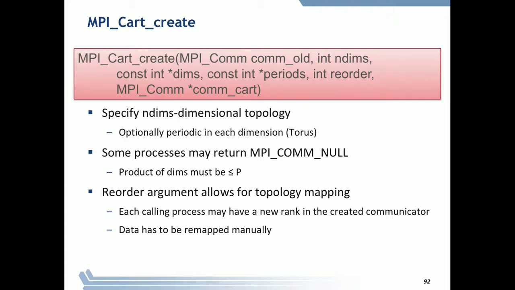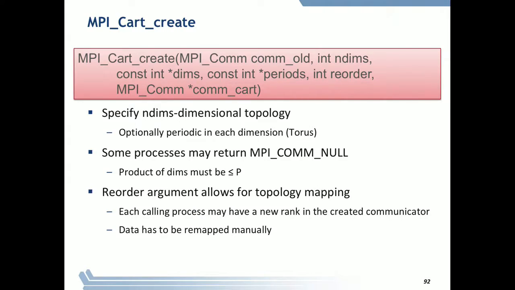The reorder parameter says, do you want MPI to try to reorder the ranks to do a better mapping? That's your choice. Typically you'd want to say yes to get the benefit of this. If you say no, that is 0, then there is no reordering, but you still get the convenience functions. That is, you can calculate who your neighbors are easily with the MPI functions that I'll tell you about. But typically you want to say reorder is 1, and what you get is a new communicator on which this topology is defined internally.